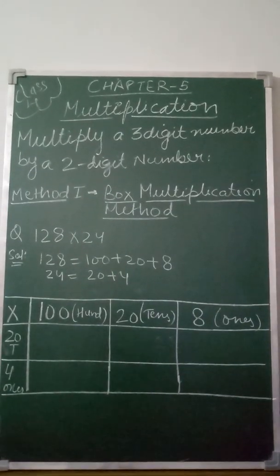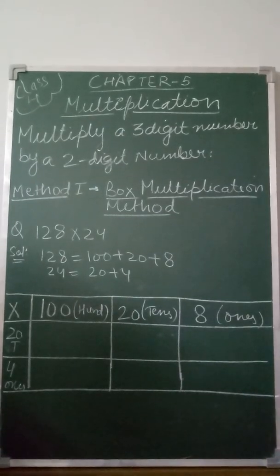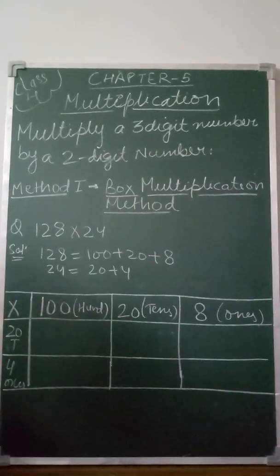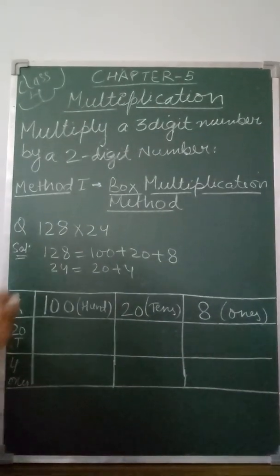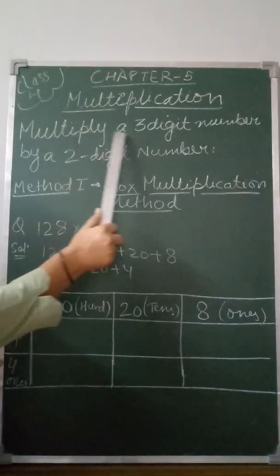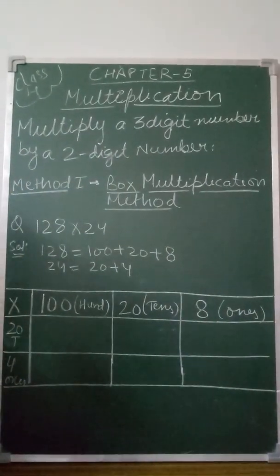The last topic we discussed in the previous session is how to multiply a number by 10, 100 or 1000 without doing the actual calculation. So now let's move to the next topic. Today I am going to explain how to multiply a 3-digit number by a 2-digit number. Students, for this we have two methods.